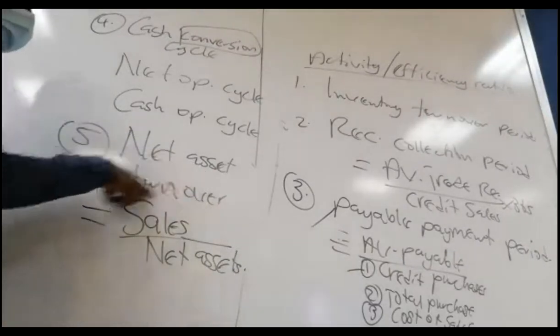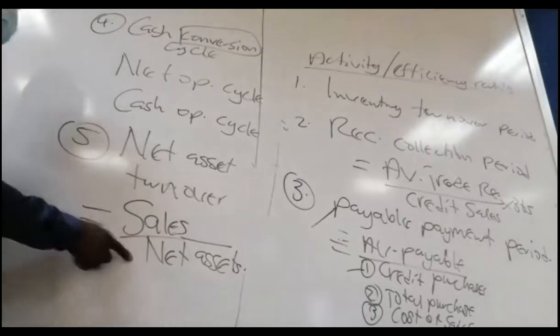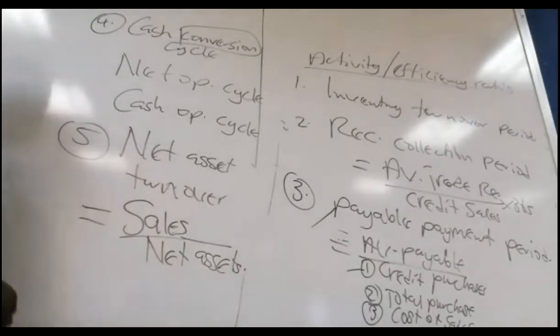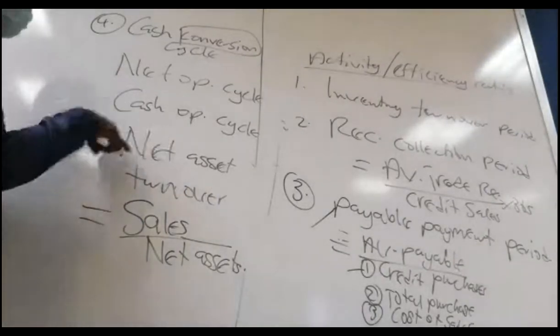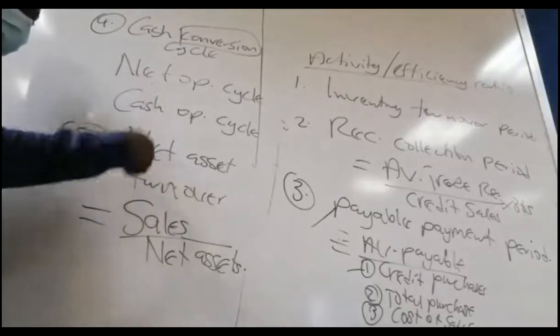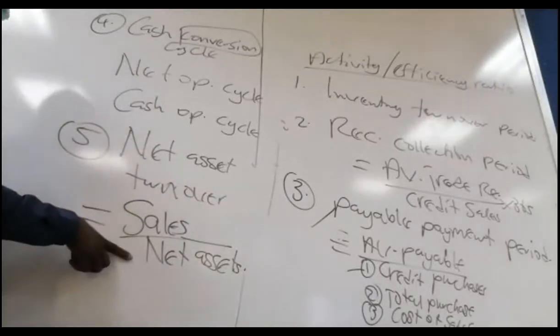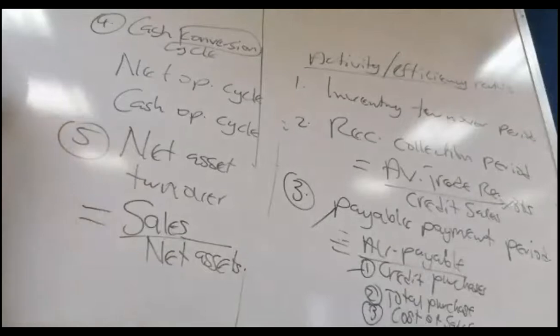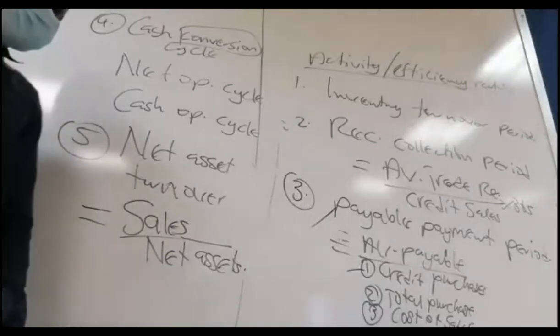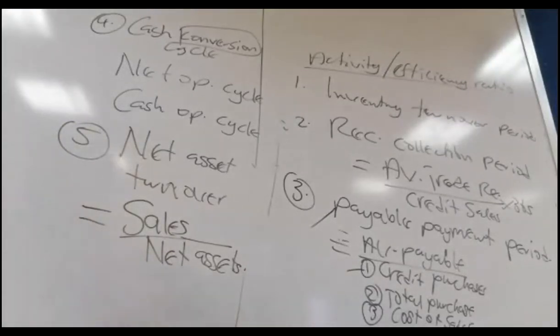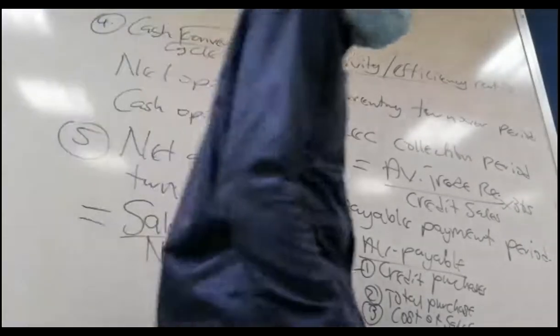If net asset turnover is sales over net assets, then non-current asset turnover will be what? Sales over non-current assets. What about total asset turnover? Sales over total assets. That is it. So let's take note of that.